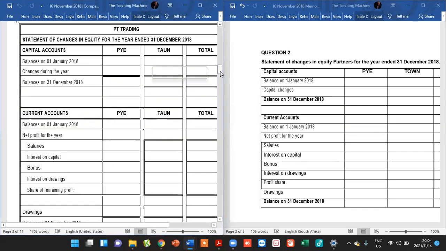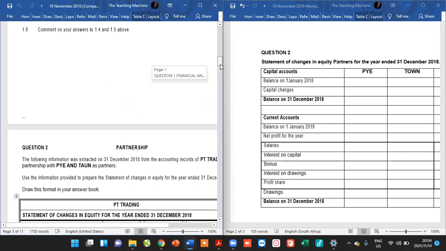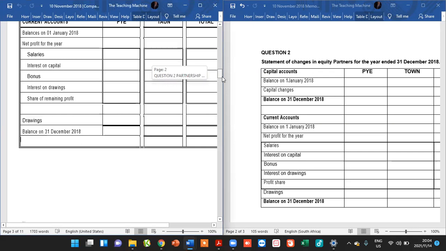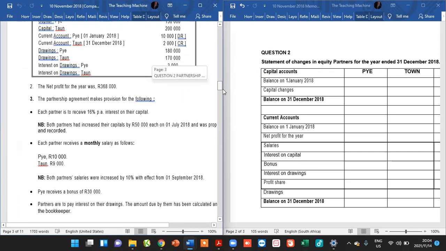Statement of changes in equity for the year ended 31st December 2018. Okay, this is the format that was provided to you. And students, you know that if you do the statement of changes in equity, you focus on the calculations for the interest income.